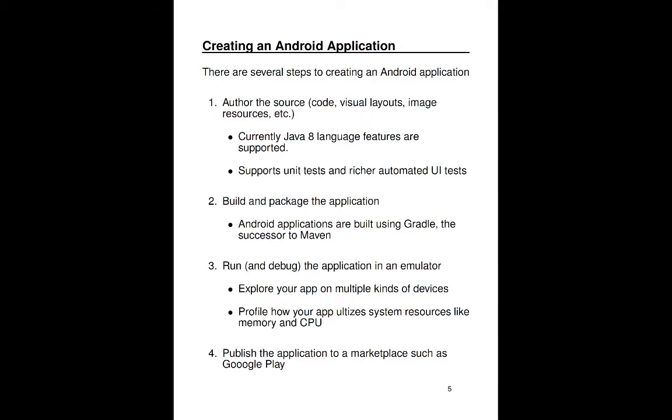After you've authored the application, then you build the application and package it up for deployment. Android applications are built using Gradle, which is a successor to Maven. Once the application is built, then you can run, and of course debug, the application inside a device emulator. So these emulators are really great. What they allow you to do is explore how your application behaves on different kinds of devices. The emulators can also provide you feedback on how the application runs on that particular device. So you can look at how it uses system resources like memory and CPU.